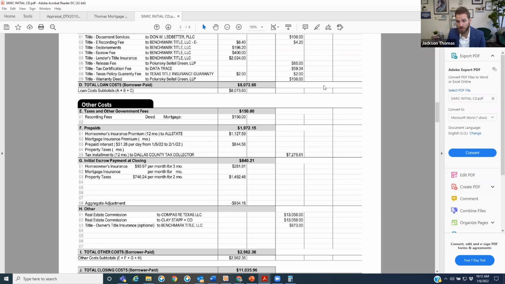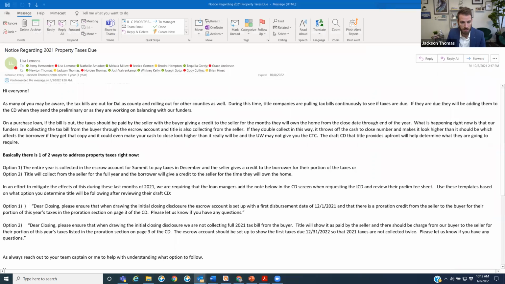So, coming back to this email from Lisa, you've got a couple different options on how property taxes are handled. The standard way is how I just described it. That is how it's going to be most of the year: we collect whatever month they're closing plus 2 to 3 months in the impound account, and they get credited from the seller on page 3 of the closing disclosure, which is what I just showed you. That is the standard.